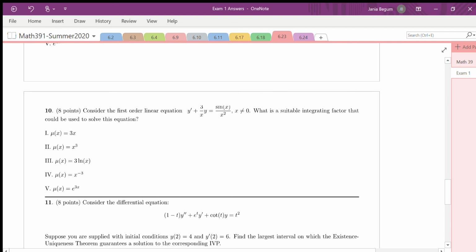This one, you didn't really have to do a lot of work. You just have to determine what is the integrating factor for this given differential equation. So you have to know the formula and just plug it in. So what's the correct choice?